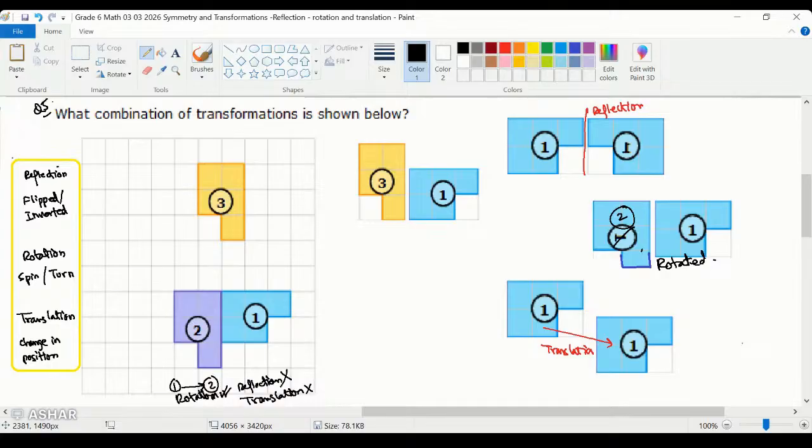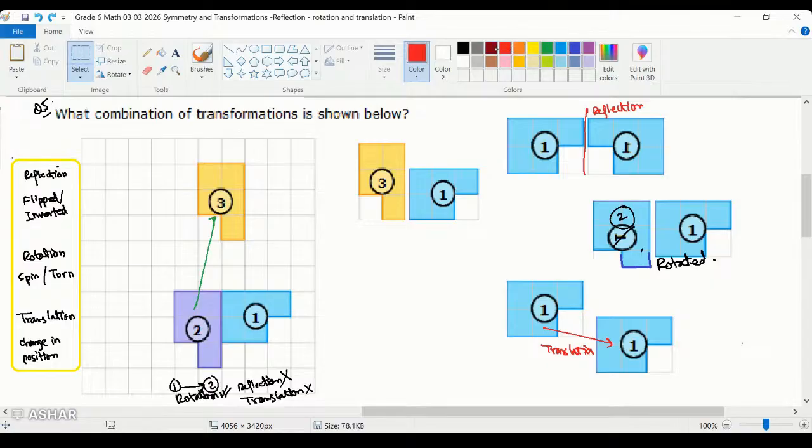What about 1 and 3? Or let's suppose 2 and 3. Let's look at 2 and 3. What is happening in 2 and 3? The shape 2 has moved from its position and gone and replaced shape 3. Exactly, right? What happens is 2 is not changing, and it's not spinning, it's not flipping, it's only overlapping. It's changing the position. Agreed?